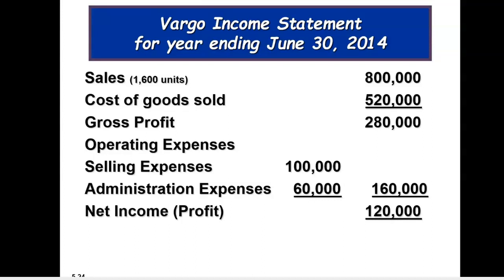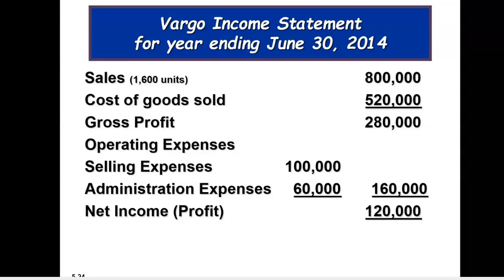Now we go back to our statement of operations. Here is Vargo's income statement for the year ended. Sales, 1,600 units, 800,000. Cost of goods sold, 520,000. Gross profit, 280,000. Operating expenses, 160,000. Net profit, 120,000. This income statement is prepared according to generally accepted accounting principles.